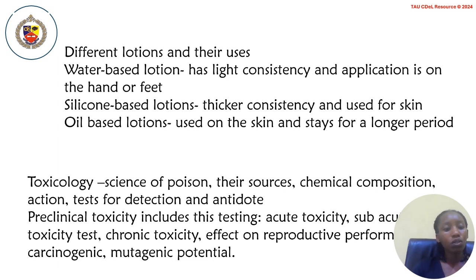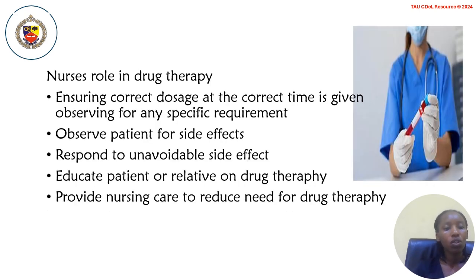Let's look at the term toxicology. What is toxicology? Toxicology is the science of poisons, their sources, their chemical composition, their action, and the tests for detection and antidotes. Preclinical toxicity includes testing for acute toxicity, subacute toxicity, chronic toxicity, mutagenic potential, carcinogenic, and other potentials.